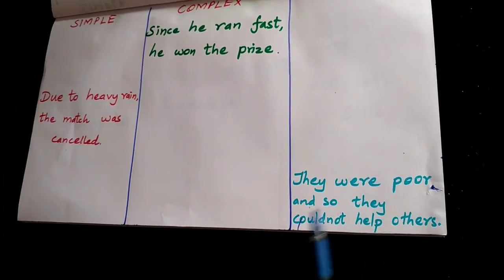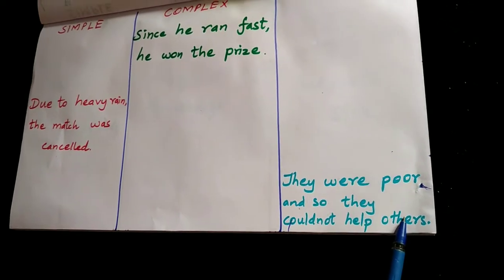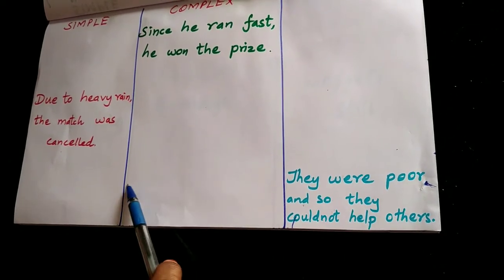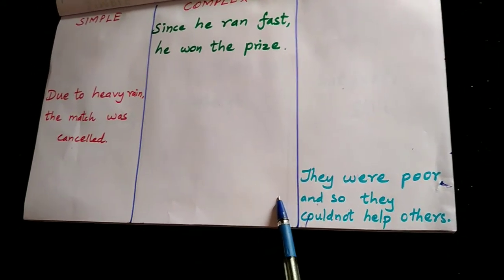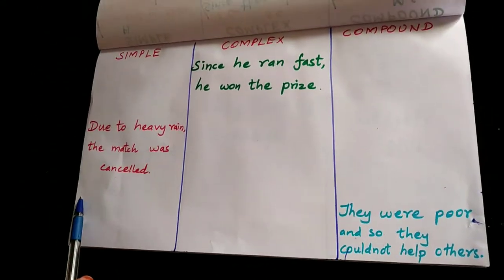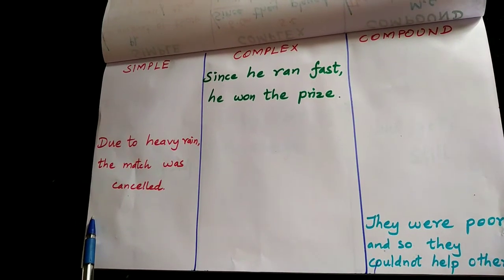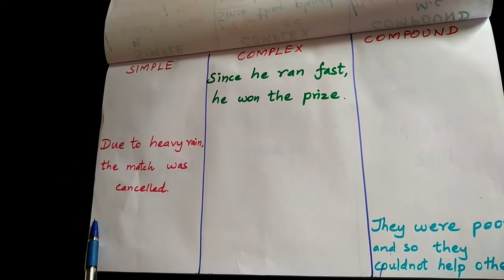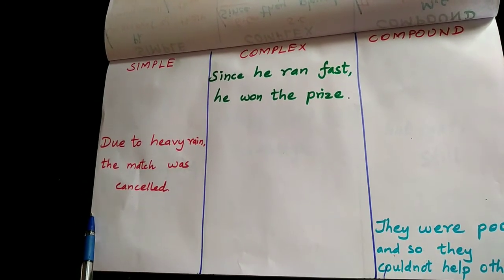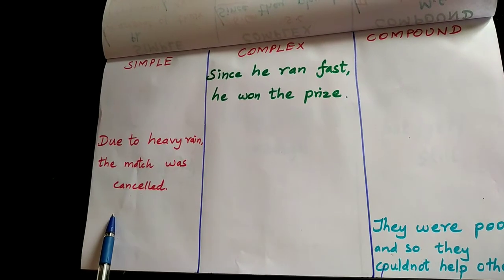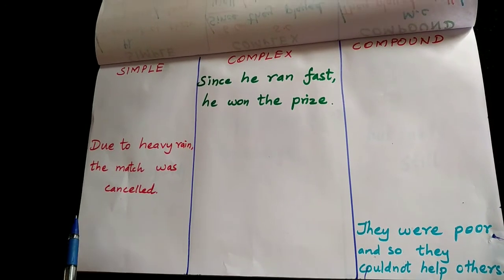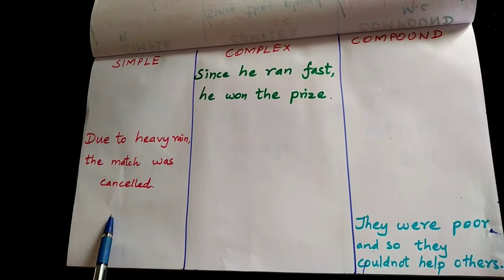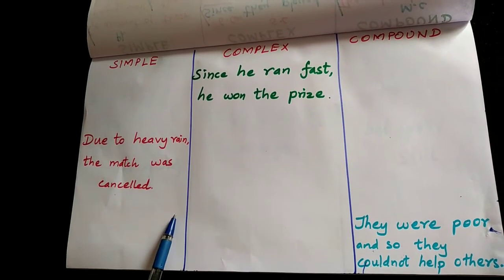They were poor and so they could not help others. We know the complex sentence very well: since they were poor, they could not help others. Now, since they were poor should be changed into a phrase. Please try. Due to their poverty, poor, noun form poverty, or on account of their being poor, they could not help others.